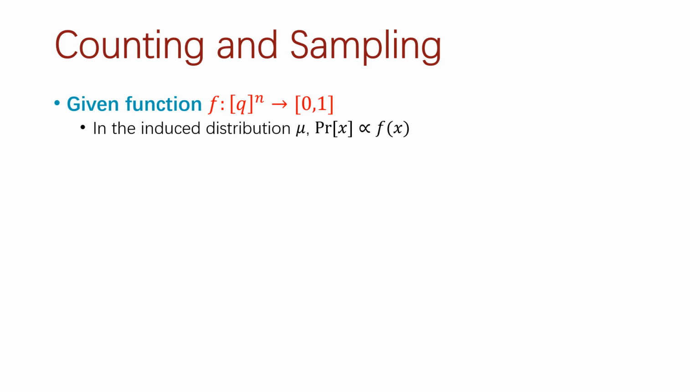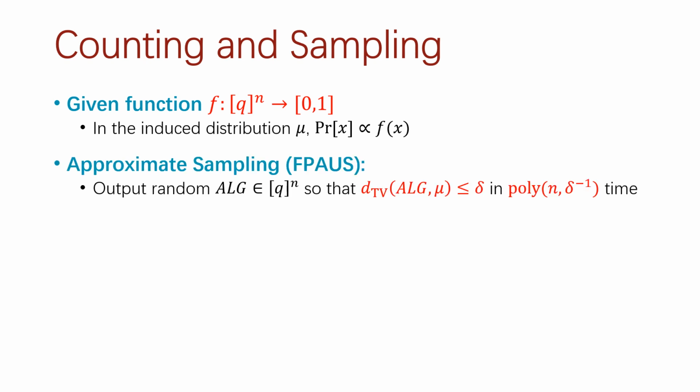Formally, in the sampling problem, we are given a function f defined on a hypergrid, where the dimension n of the hypergrid corresponds to the number of pixels, while this q corresponds to the number of possible colors in our previous example. In f's induced distribution mu, each point x on the hypergrid has a probability proportional to f(x). The approximate sampling task asks us to output a random point whose distribution is within a total variation distance of arbitrarily small delta from mu in polynomial time.